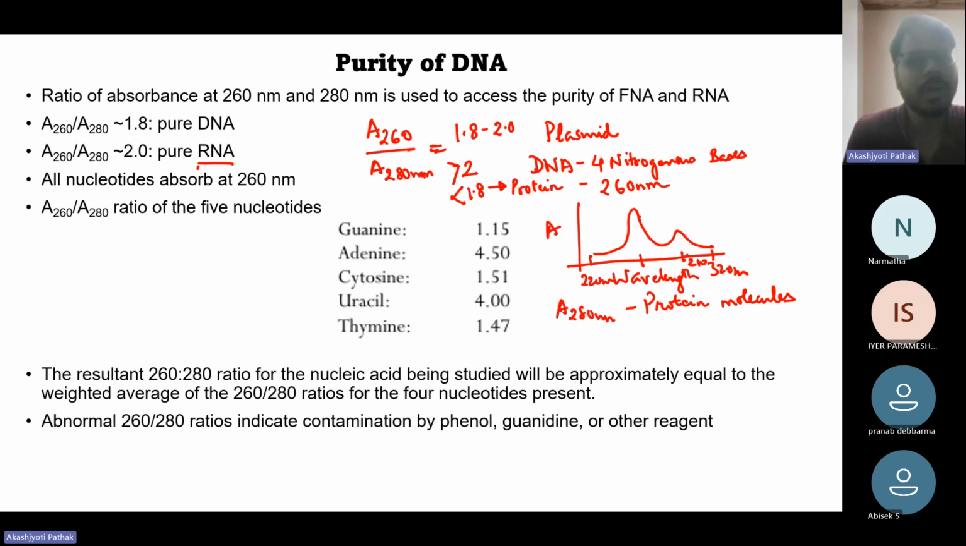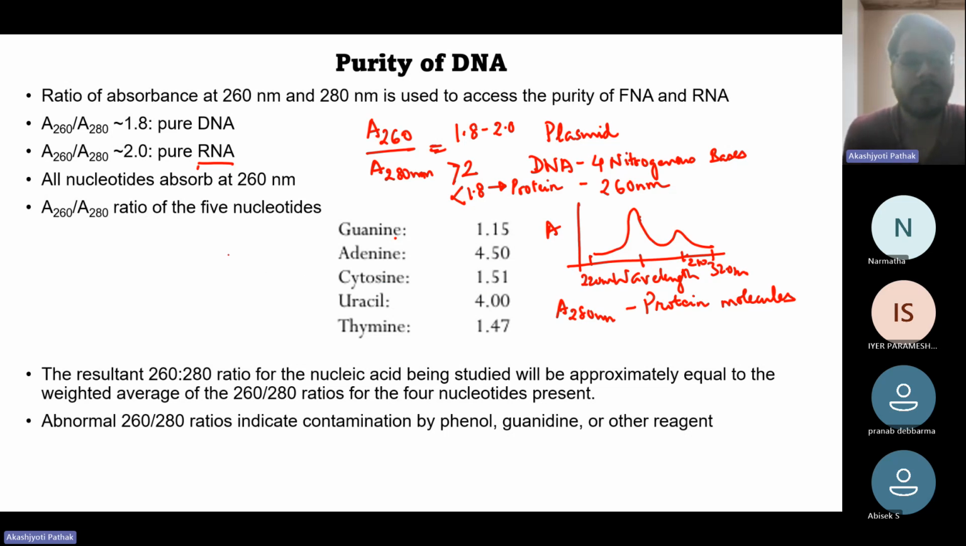So all nucleotides absorb at 260 nanometer. So these are the A260 by A280 ratios of the five nucleotides. So you see over here, the A260 by A280 ratio for guanine is 1.15. For adenine it is 4.50. For cytosine, it is 1.51, uracil 4.0, and thymine, it is 1.47. So if you look at the five nucleotides, uracil has a higher A260 by A280 ratio. It has a ratio of 4.